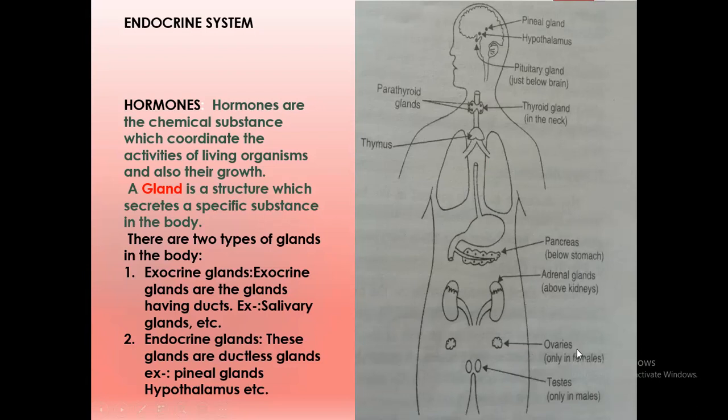After this, next are the ovaries. These ovaries are the female organ system, and the ovary secretes two types of hormones, that is estrogen and progesterone. Testes. Testes are the male organs, and these testes secrete a hormone known as testosterone.